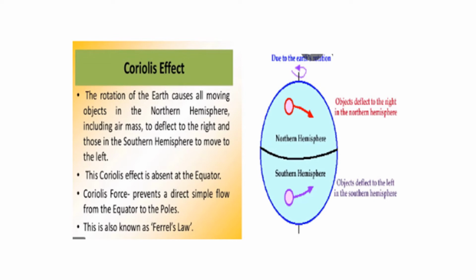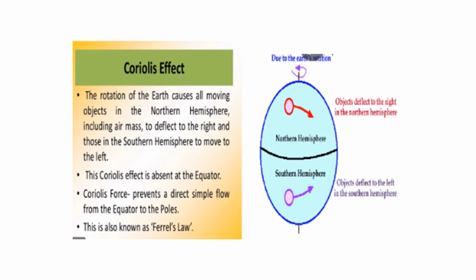Here you can see an example for the Earth. The upper one is the northern hemisphere, below is the southern hemisphere, and the Earth is rotating. The objects of the northern hemisphere tend to move in the right direction, and in the southern hemisphere, the objects tend to move in the opposite direction. So what is the Coriolis effect? The rotation of the Earth causes all the moving objects in the northern hemisphere, including the air mass, to deflect to the right, and those in the southern hemisphere to move to the left. This Coriolis effect is absent at the equator.